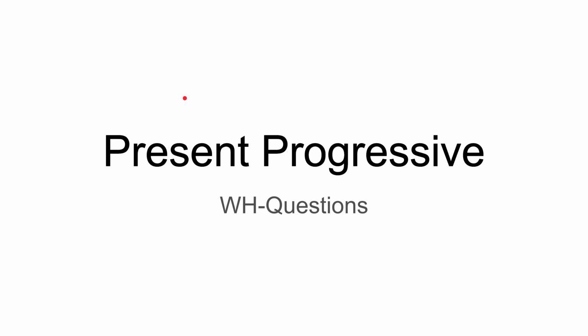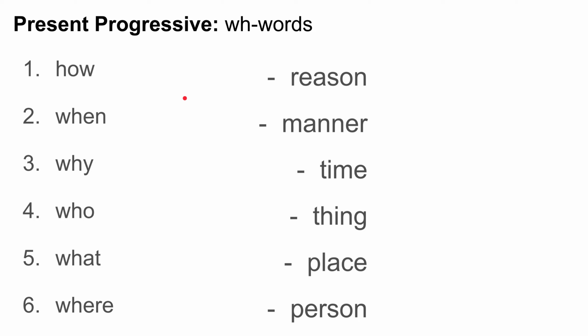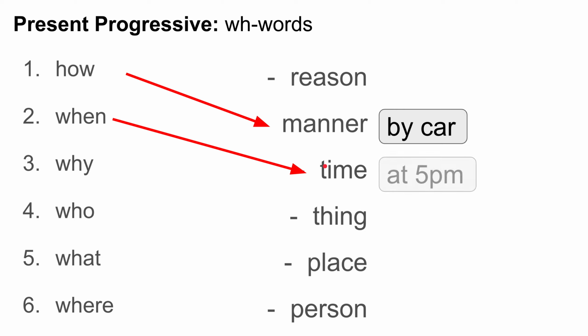Let's look at WH questions. Before we start, let's talk about WH words. We have how, when, why, who, what, where. How is used for manner, such as how do you get to school? By car. Then we use when. When is used for time. When do you come to school? At 5 p.m. Why? Why is used for reason.